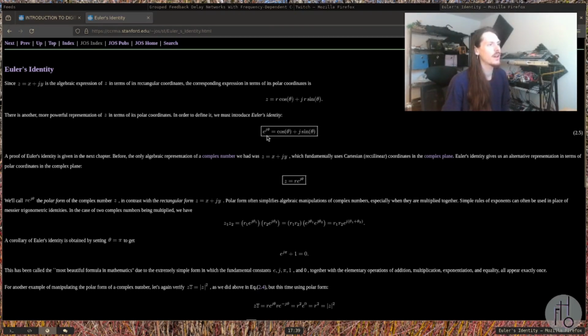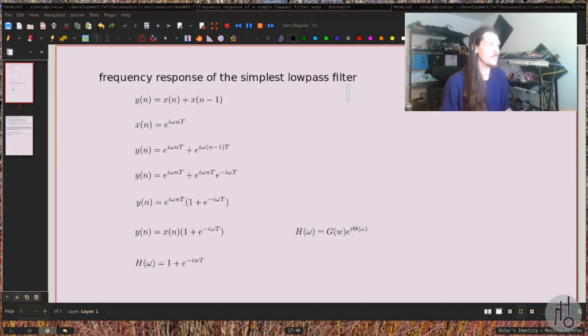So this function, e to the i theta, represents both sine and cosine. What's cool about that is that it lets us talk about phase, because sine and cosine are 90 degrees out of phase with one another. So this is a more general way of talking about an oscillating wave. We plug that number into our filter.